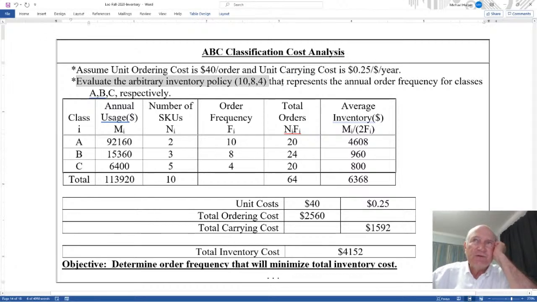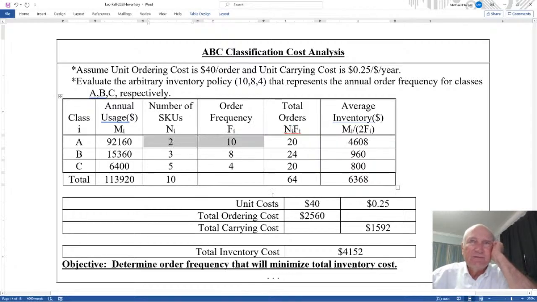Now, which represents the annual order frequency for the classes. What I mean by that is 10, 8, and 4 is given right here. So each one of these items is going to be ordered 10 times. Each one of these is ordered 8 times. All 5 of these is ordered 4 times. So this is how much I'm ordering.